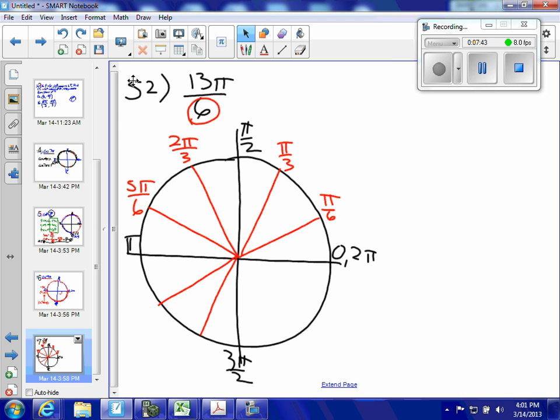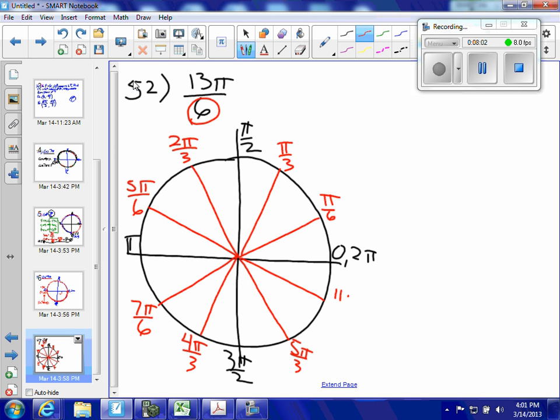Don't do that. This is 6 pi over 6. This is 7 pi over 6. This here is 8 pi over 6, which is 4 pi over 3. 9 pi over 6. 10 pi over 6, which is 5 pi over 3. And then 11 pi over 6. I'm looking for 13 pi over 6.